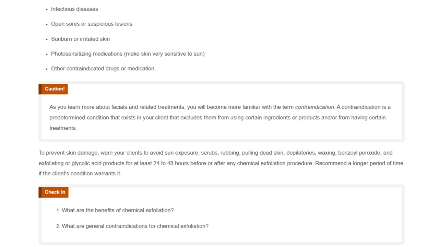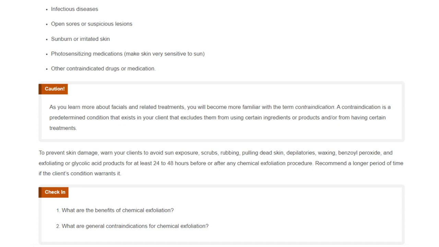To prevent skin damage, warn your clients to avoid sun exposure, scrubs, rubbing, pulling dead skin, depilatories, waxing, benzoyl peroxide, and exfoliating or glycolic acid products for at least 24 to 48 hours before or after any chemical exfoliation procedure. Recommend a longer period of time if the client's condition warrants it.